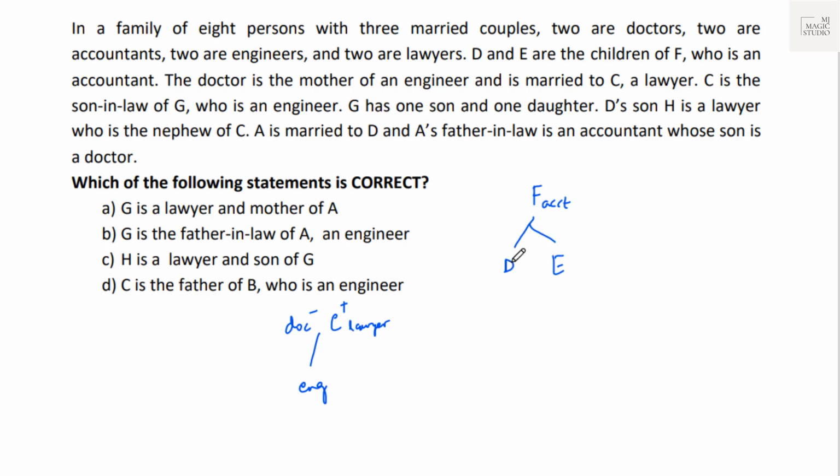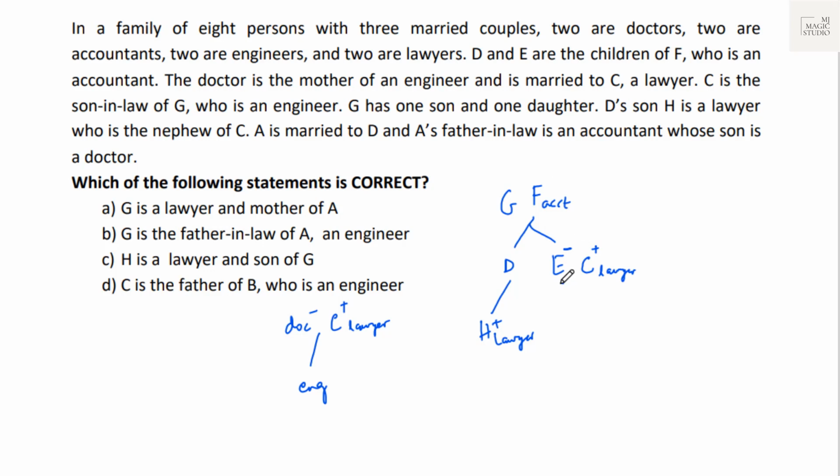I can find a fit here. G has 1 son and 1 daughter. C is son-in-law of G, who is an engineer. D's son, H, is a lawyer, who is nephew of C. Let me put C here. C is a lawyer.